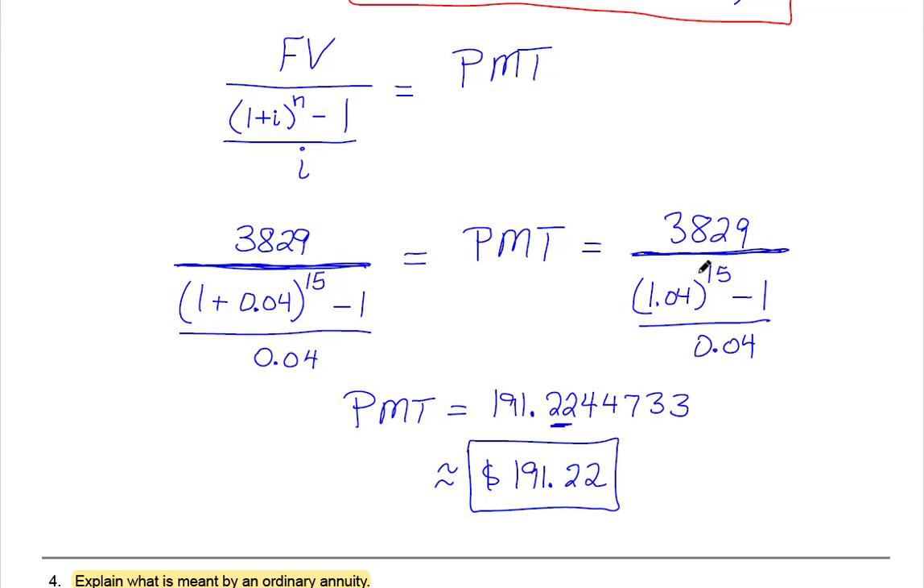So again, get the exponent part, minus 1 equals. Divided by 0.04 equals. That gives you the bottom. But you need 1 over the bottom. That's why you press the 1 over x key and then multiply that result by 3829. When you round this to 2 decimal places for money, you get 191.22.